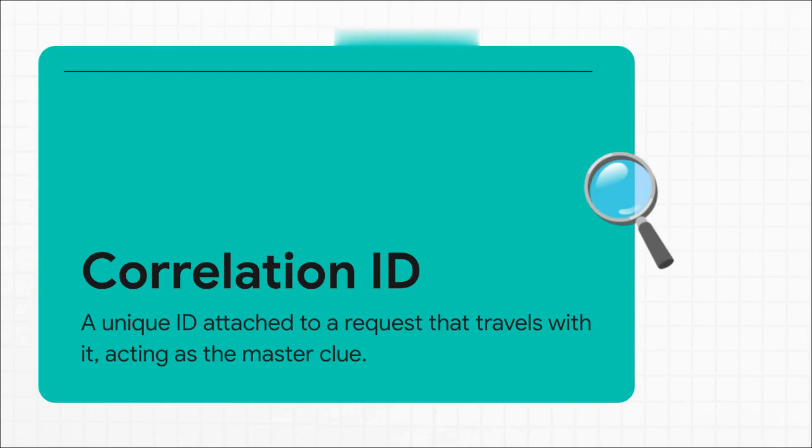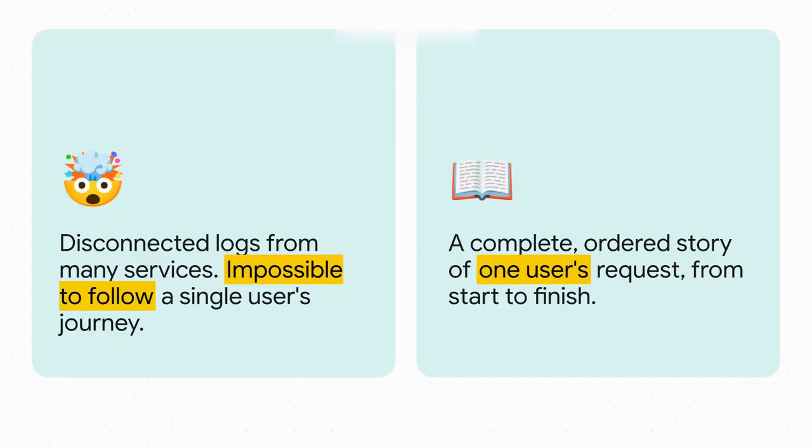This is the master clue. It's like the unique case file number for our investigation. It's a special, unique identifier that gets attached to a request the second it's created. And then it travels with that request through every single service, tagging every log, every metric, every trace it creates along the way.